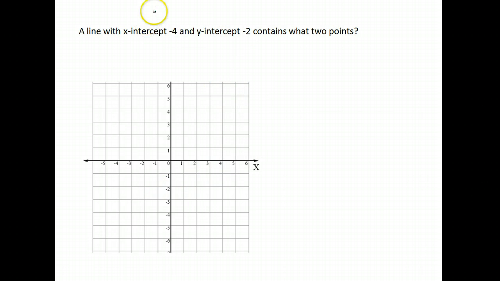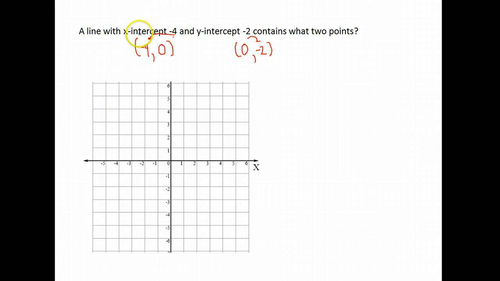Here's another one. Let's see if we can do it without graphing, and then we'll graph just to check. A line with x-intercept -4 and a y-intercept of -2 contains what 2 points? Well, x-intercept, we know it's going to be on the x-axis, so our y part is 0. Y-intercept, we know it's on the y-axis, so our x part is 0. And then we just fill in our points. Our x for our x-intercept should be -4. Our y for our y-intercept should be -2.